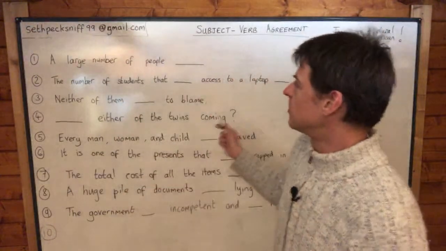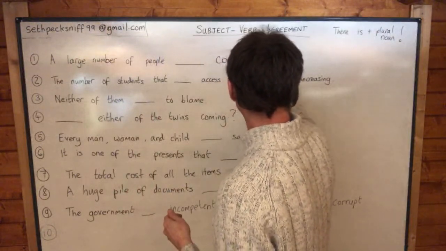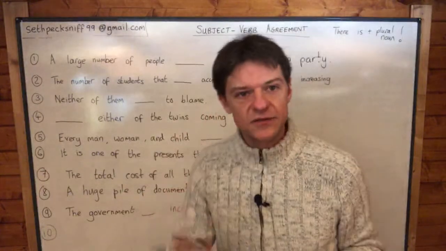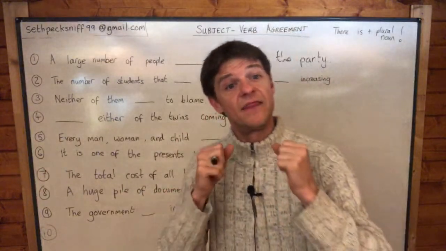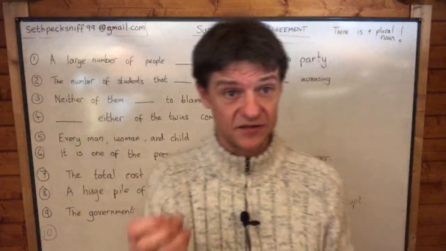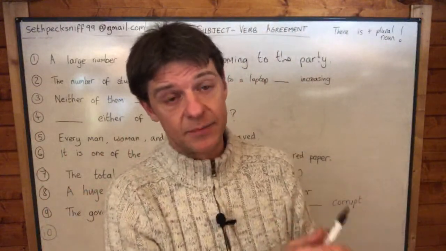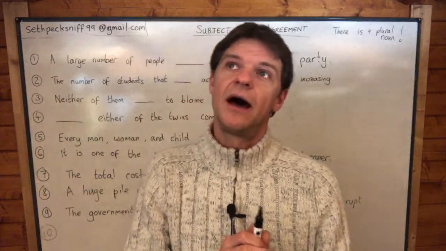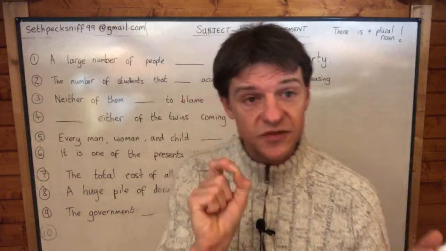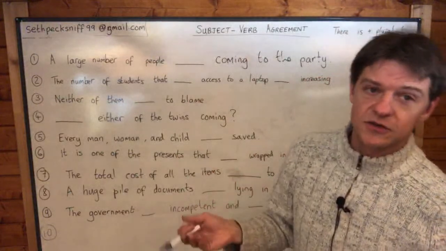But look at this first one: a large number of people. Now, with these first 2 questions, I'm trying to show you the difference between a number of and the number of, because they are different. A number of means a lot of, plenty of, many of. They are synonymous. But the number of means the precise number, the precise quantity. So a large number of people is the same as a lot of people.